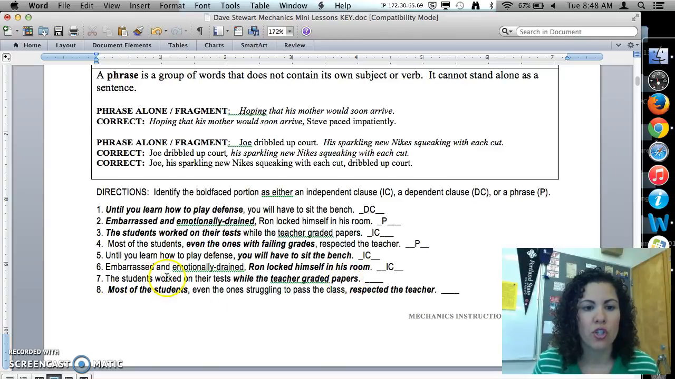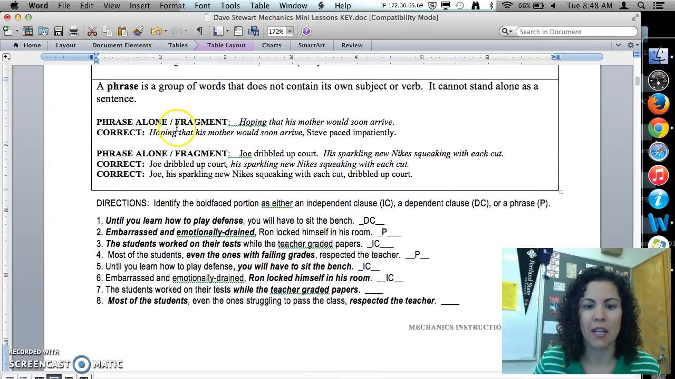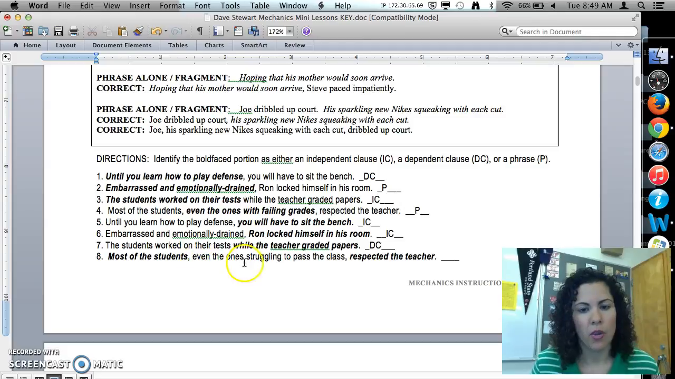Then I have the students worked on their test while the teacher graded papers. I have the word while. That is one of my AWUBIS words. So I'm going to know that one of those AWUBIS words creates a dependent clause. So that would be a dependent clause. And then most of the students, even the ones struggling to pass a class, respected the teacher. This one's a little bit tricky. I have my subject over here, the students. And what did the students do? They respected the teacher. So I do have a subject, I do have a verb, even though it has an interrupter here, but I could pull that out and it would still be a complete sentence. So that would still be an independent clause.